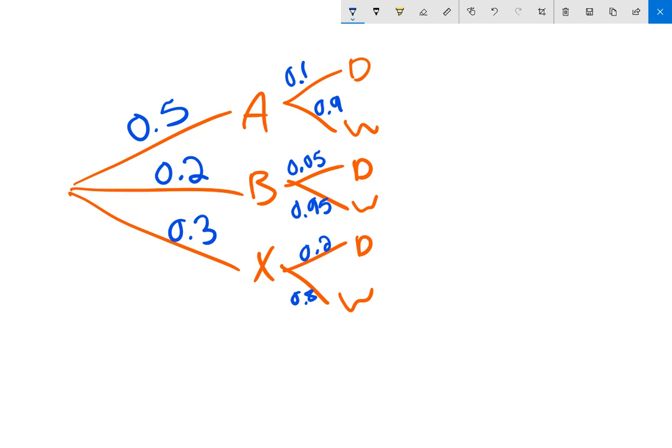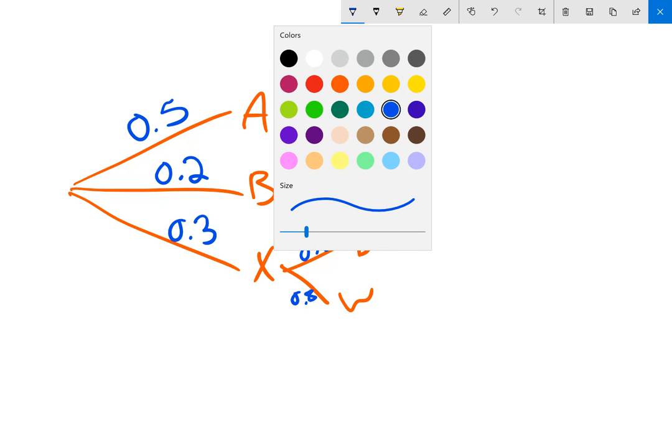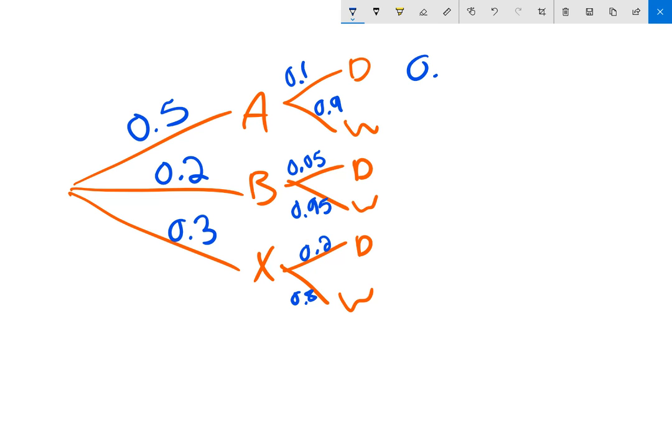So we know that this person who's returning a CD has a defective CD. I'm going to go ahead and find all the probabilities just to be thorough, but I will answer the question after I've done the math. To find the probability of each branch, you just multiply along the branches. So 0.5 times 0.1 is 0.05. That's brand A and defective.